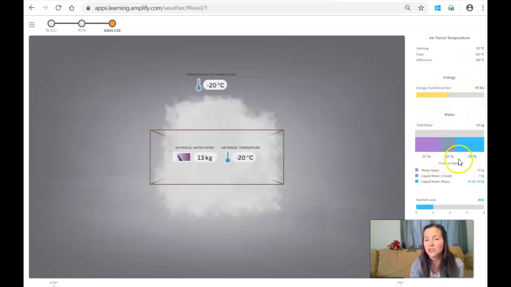I see information about water. I see total amount of water, and then it's talking about all the different forms: water vapor, liquid water, that's the cloud, and then liquid water, that's the rain. And then down here, it's telling me what the rainfall level is. This cloud produced a rainfall level of 1, so there was just some water, but we can go all the way up to 4, which I'm imagining is like a pretty big storm.